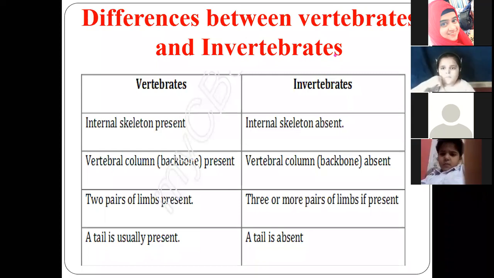You can see the octopus as well for an example. Okay, a tail is absent. Tail नहीं होती इनकी. The tail is absent there. Cockroach की tail नहीं होती, ant की tail नहीं होती, ठीक है, snail की tail नहीं होती, etc.